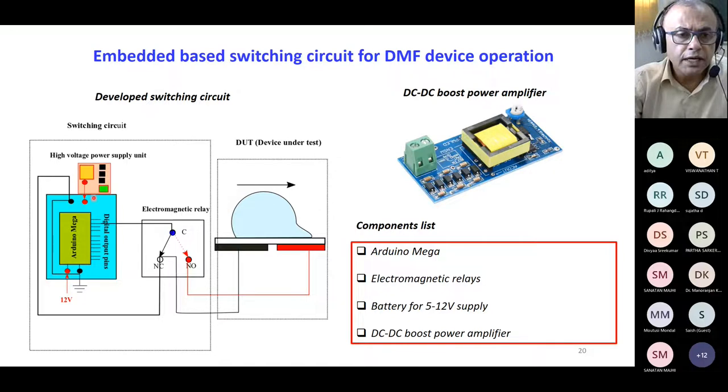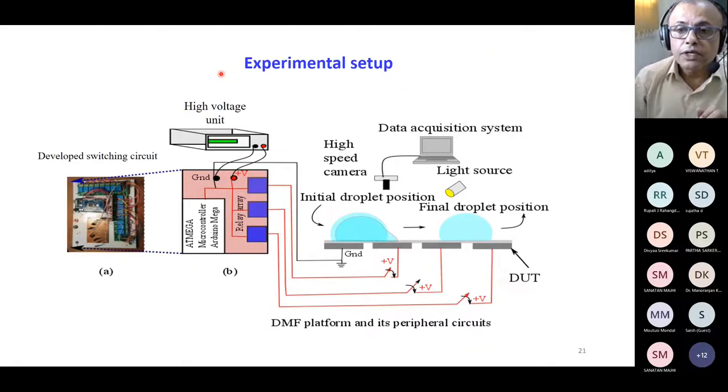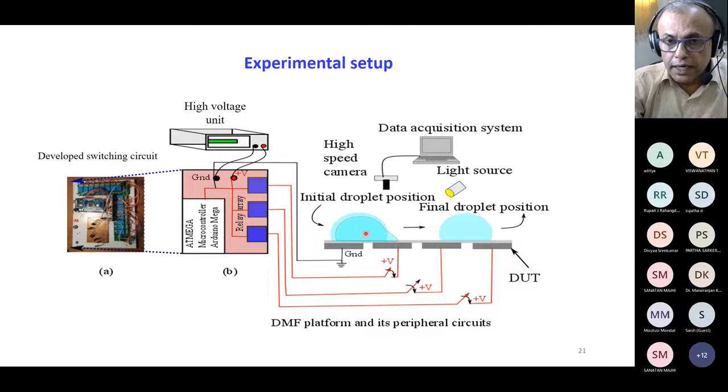The embedded system will perform two tasks. One is the generation of a high voltage, and the other is switching of the active electrodes sequentially. The switching sequence, the time and the amplitude of the voltage can be controlled using this embedded system. More details are here, with the actual picture of the embedded system switching circuit, and you can do a lot of things, including chemical reaction processes within a very small platform.